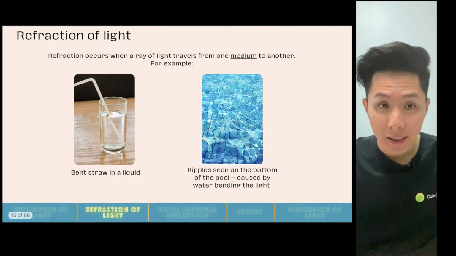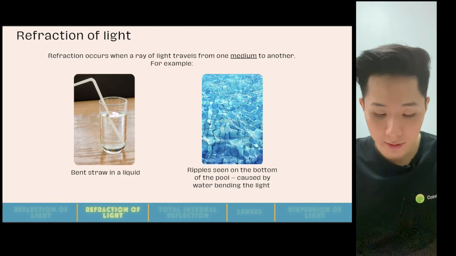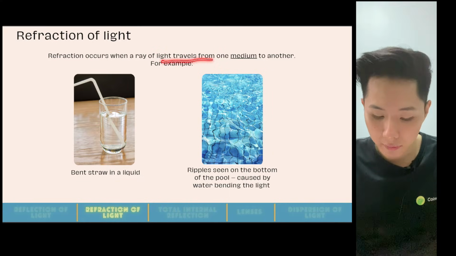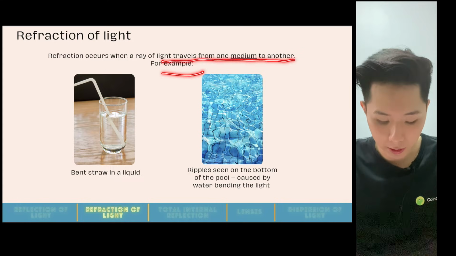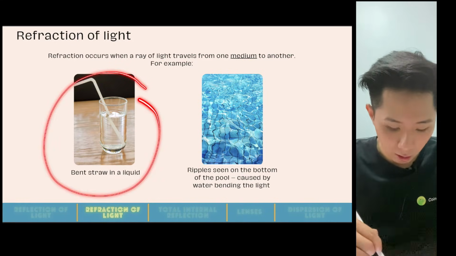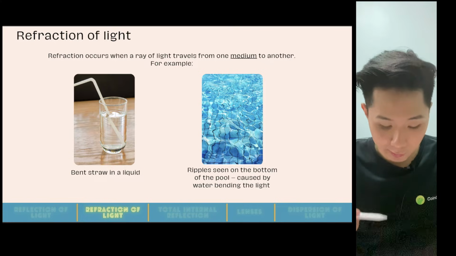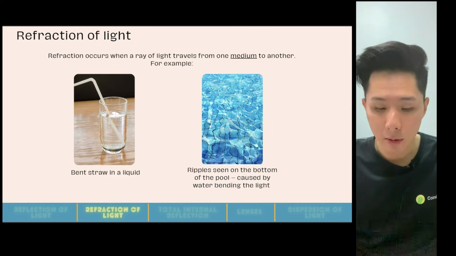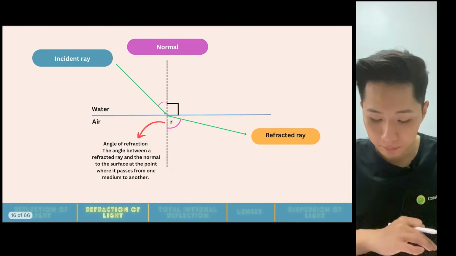So let's look into another subtopic called refraction. Refraction occurs when a ray of light travels from one medium to another. It explains some of the phenomena we see, like why a straw looks bent in a liquid, and also why we can see ripples in water.